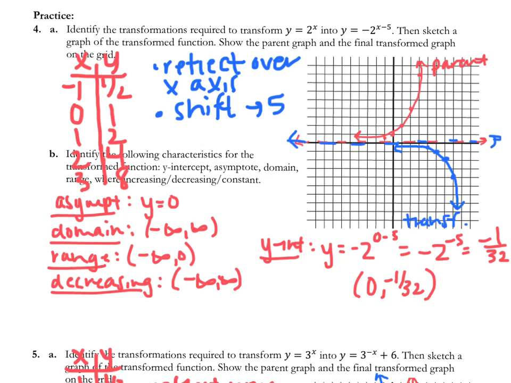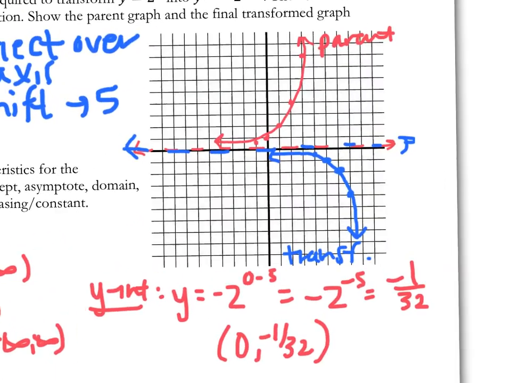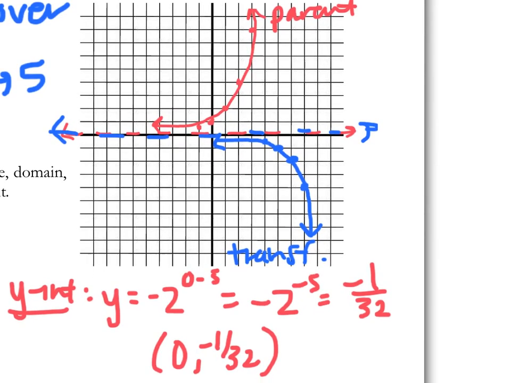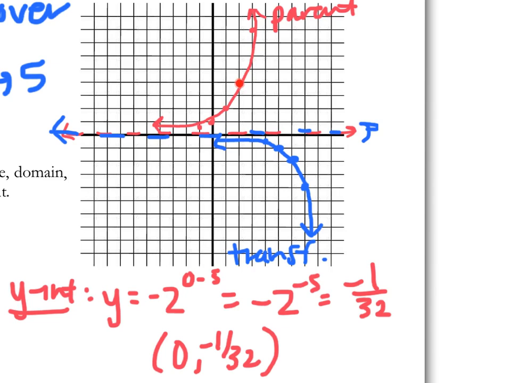My transformations are a reflection over the x-axis, that's when you have the negative out in front, and then a shift right by 5, because you have 5 being subtracted directly from the x. So you're going to do those transformations. To reflect over the x-axis, let me show you some points. This point here gets reflected over here, and then we move right 5: 1, 2, 3, 4, 5. This point here, reflect over the x-axis, ends up down here, then we move right 5: 1, 2, 3, 4, 5.